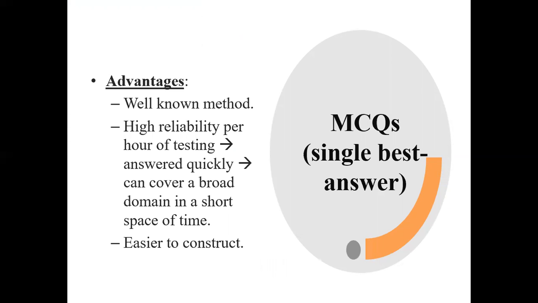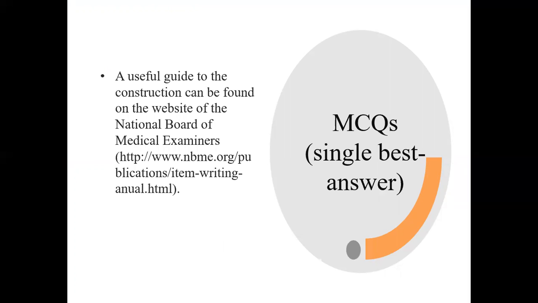MCQ, single best answer. A statement or scenario, then 4 or 3 choices, and choose one. Single best answer. Advantages: it is a well-known method, has high reliability per hour of testing, answered quickly, can cover a broad domain in a short space of time, and it is easier to construct by the faculty. A useful guide to the construction can be found on the website of the National Board of Medical Examiners.